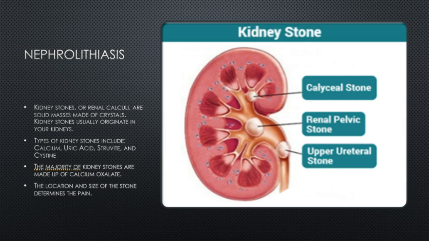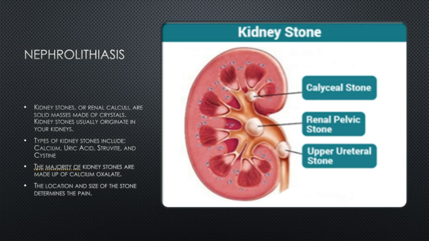Uric acid kidney stones typically are more common in men rather than women, although they can occur in women as well. They also tend to occur in people with gout or those going through chemotherapy. So keep that in mind if you have a cancer patient. They may, while they're going through treatment, develop a kidney stone.